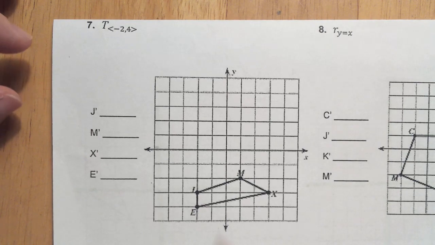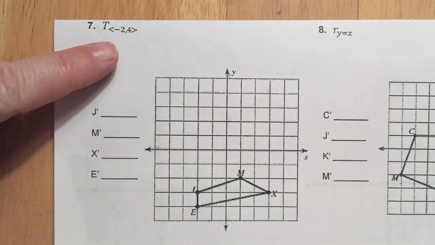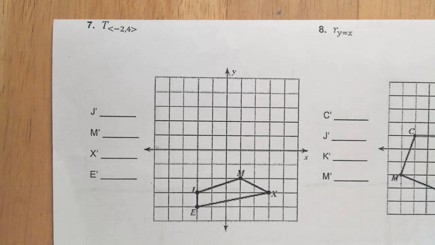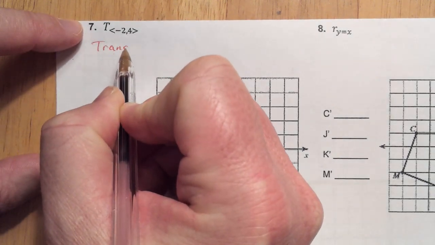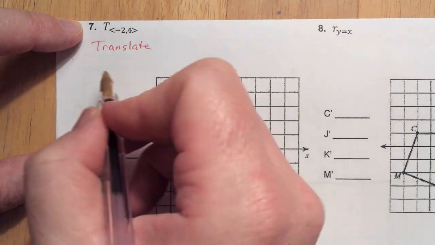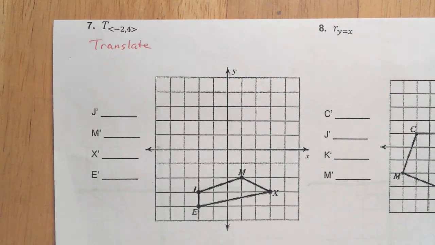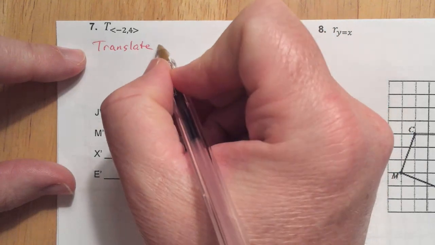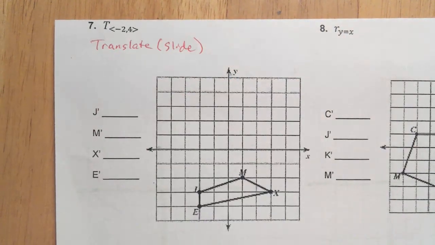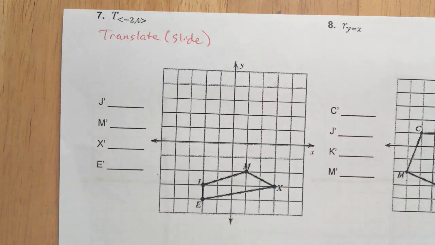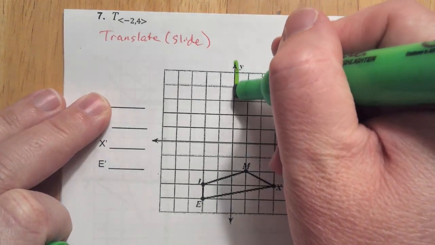Number 7, they said to translate. So this is different. This is translating, which is a type of transformation. Another word for translate is a slide. So we're going to slide this. Okay, so here's our axis lines.